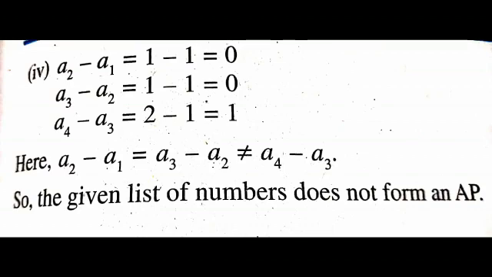Now consider subtopic 4. Here we have 1, 1, then 2, 2, 2, then 3, 3, 3, and so on. Again we have to check whether it forms an arithmetic progression or not. Find the difference between two consecutive terms. A2 minus A1 gives us 0. A3 minus A2 gives us 0. Whereas the difference between the fourth and third term is equal to 1. So the difference between the second and first term is equal to the difference between the third and second term, but it is not equal to the difference between the fourth and third term. So the given list of numbers does not form an AP.